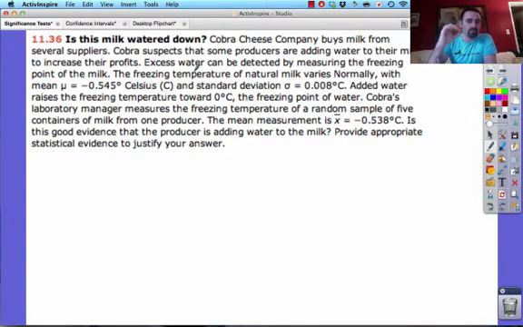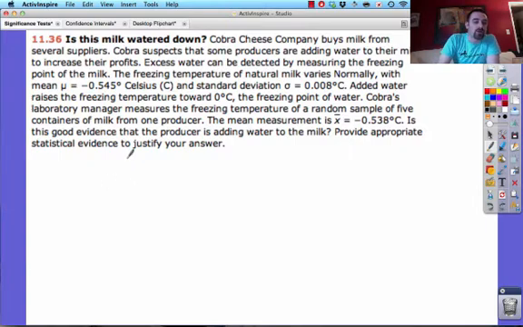The freezing temperature of natural milk varies normally, with a mean of negative 0.545 Celsius and a standard deviation of 0.008. Those are true values. If we add water, then it raises the temperature towards 0 when you freeze it. Cobra's lab manager measures the temperature of a random sample of 5 containers of milk from one producer. The mean is negative 0.538. The question is, is there any evidence here that the milk has been watered down?